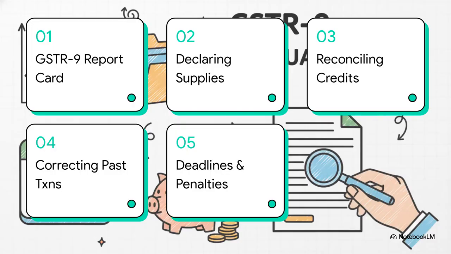Okay, so here's our game plan for today. We're going to start with the absolute basics of GSTR-9. Then, we'll jump into the really critical parts: how to declare your sales, how to reconcile all your tax credits, and what to do about corrections from past transactions. And finally, we'll wrap up with the deadlines and penalties you definitely need to know about.